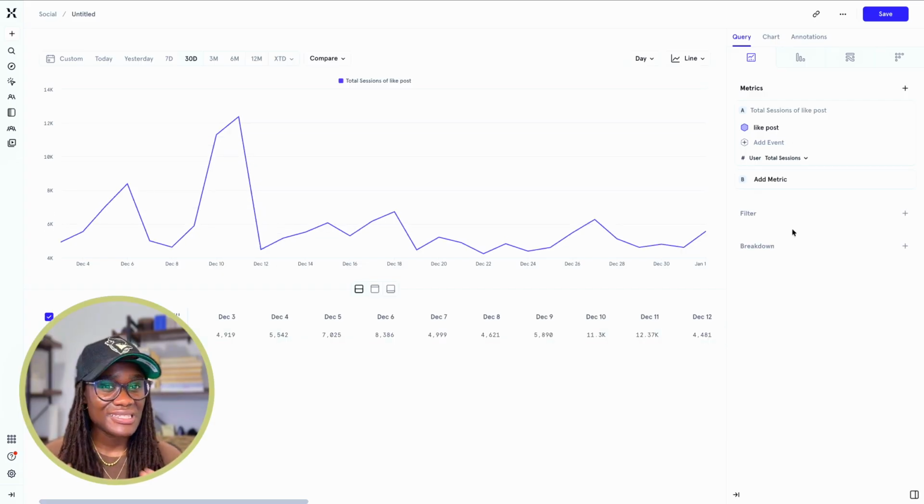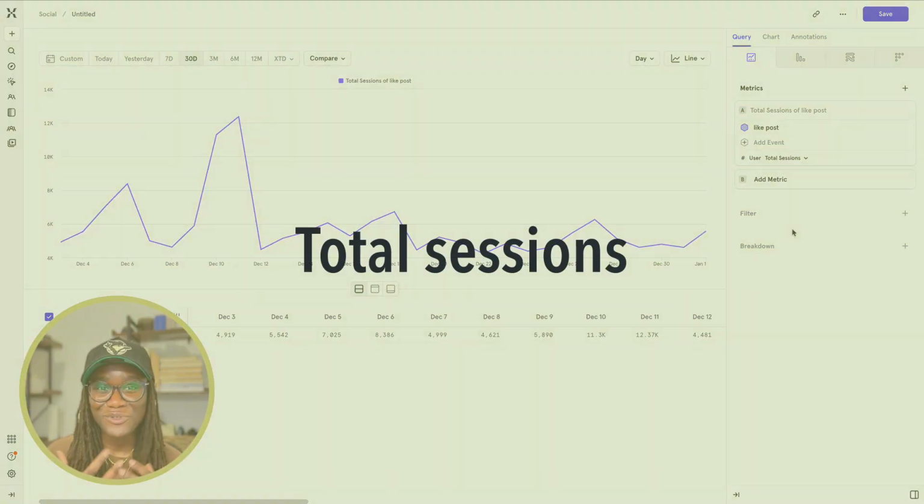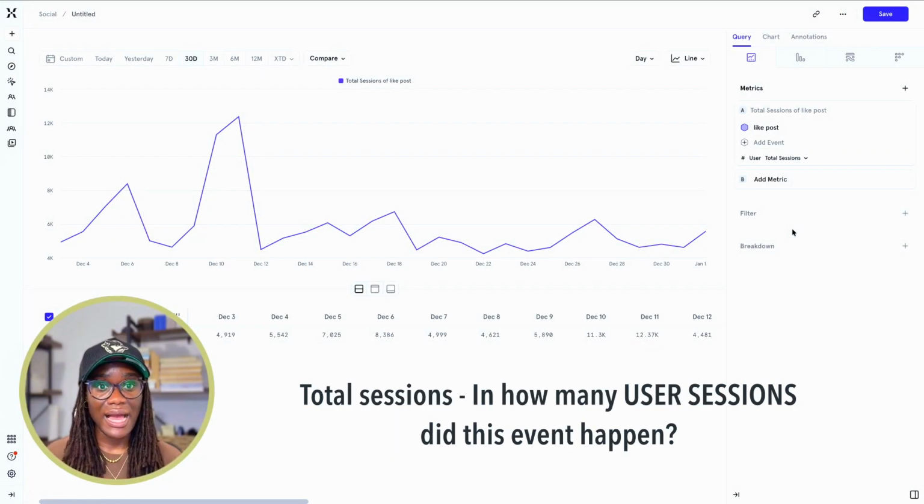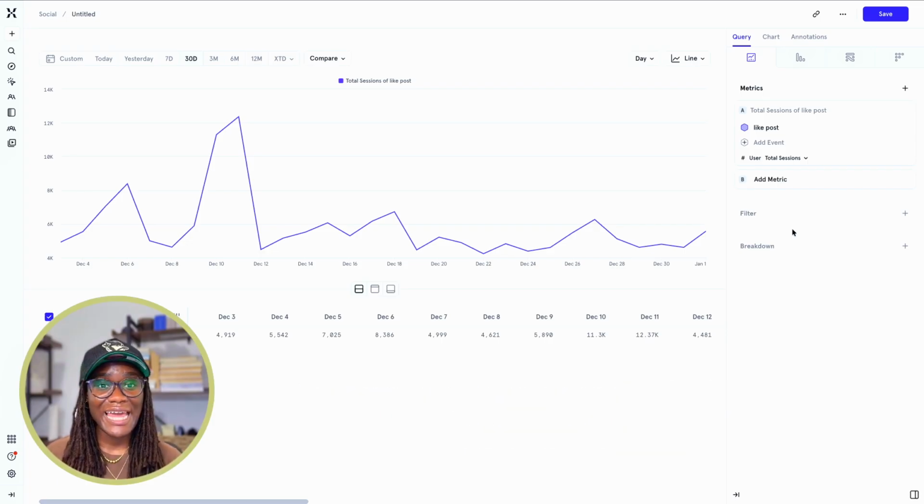Another measure that is very similar to the unique is total sessions, even though it's a total. The total session just understands a user session as one. So if I like 10 posts within a session, it only considers that as one session. But if I log out of the app and log back in within the same day to initiate another session and I like more posts, then it considers it as another session.